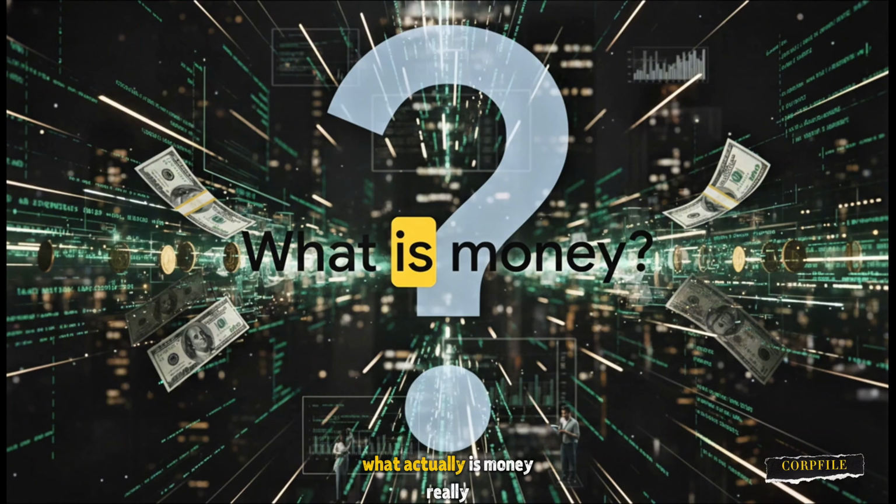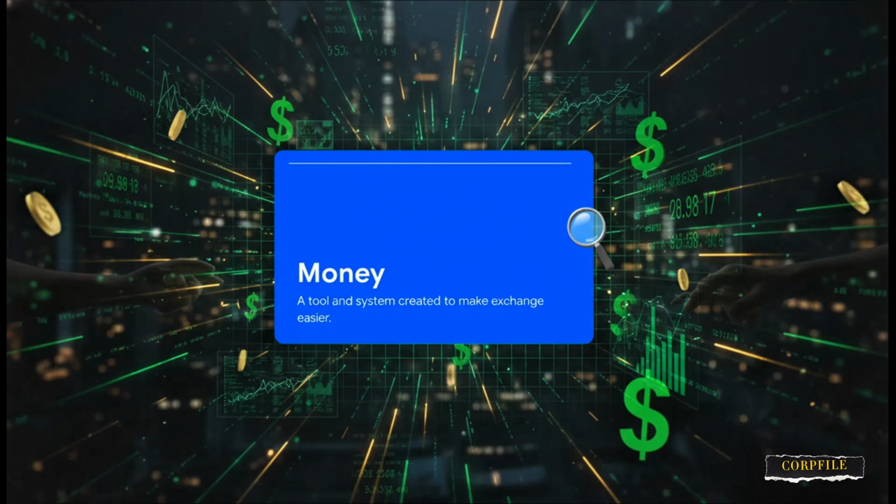What actually is money, really? I mean, most of us just think of it as physical paper we hold in our hands, or maybe a static number on a digital screen. But honestly, that's barely scratching the surface. To truly understand the system, we need to look much deeper. At its absolute core, money is simply a tool. It's a man-made system deliberately designed to make exchange easier.